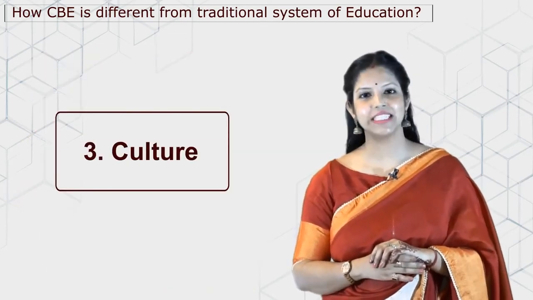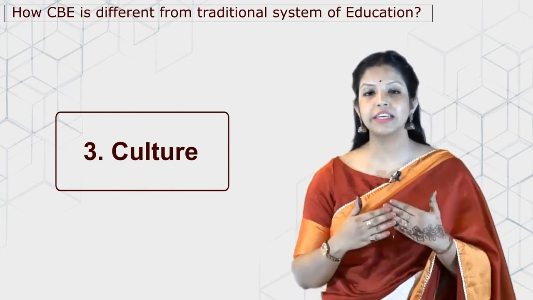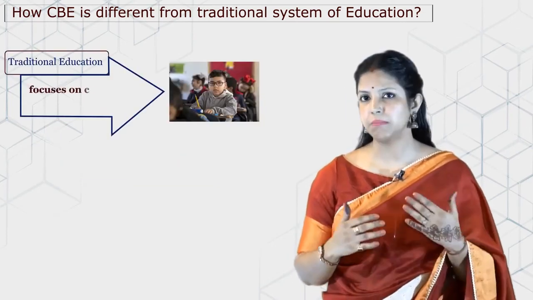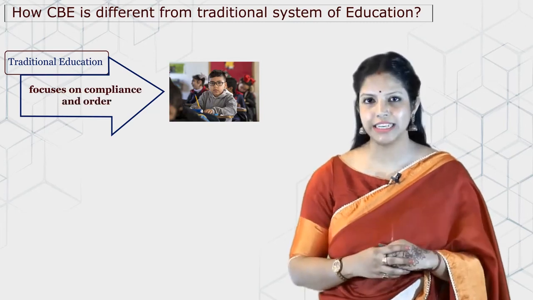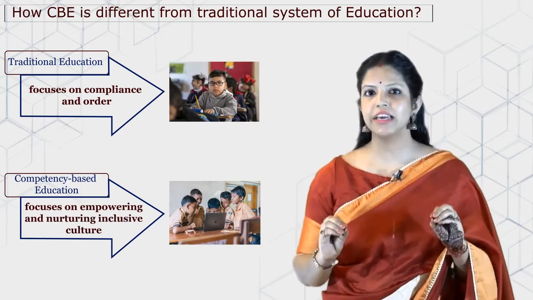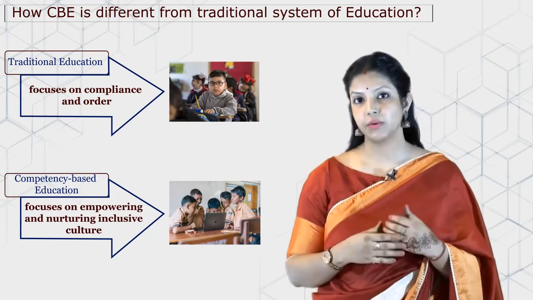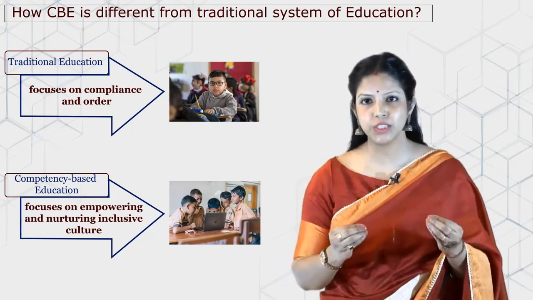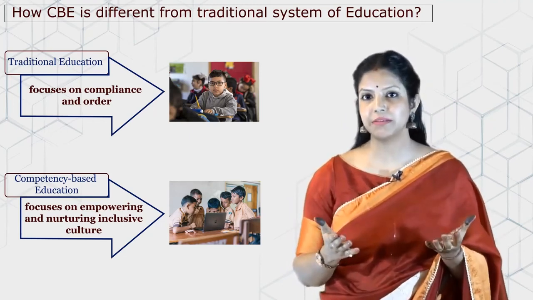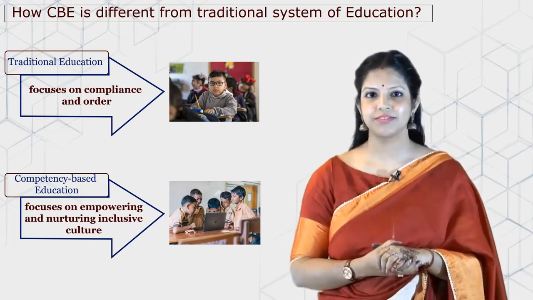Culture. Now let's look at how the two education systems are different based on the culture they practice. Where traditional system focuses on compliance and order in school culture, the competency-based system believes in empowering and nurturing an inclusive culture of learning. In other words, the traditional system follows a procedural, rigid, and rule-bound approach, but competency-based system values student agency and participative approach.